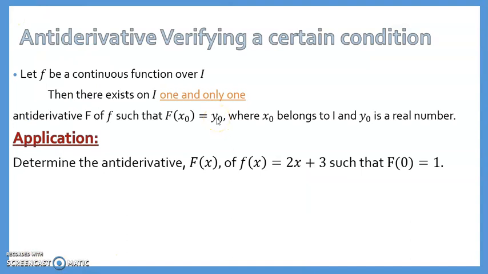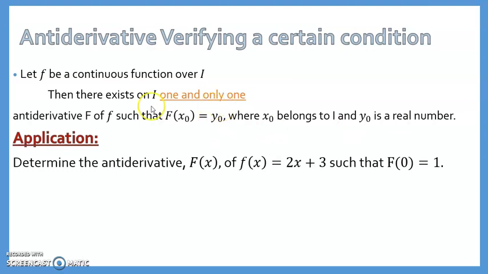Now, this is the last objective of this video: to find the antiderivative verifying a certain condition. Let f be a continuous function over I. Then, there exists on I one and only one antiderivative, denoted by big F, of small f, such that big F of x0 is equal to y0, where x0 is a number belonging to the interval I, and y0 is a real number. So what does that mean?